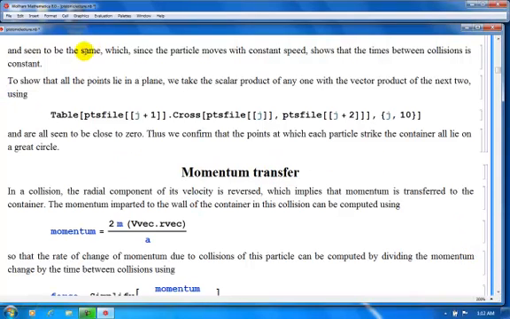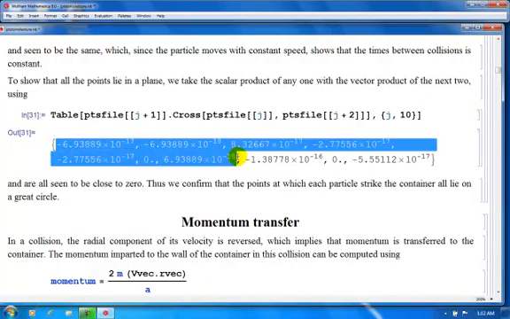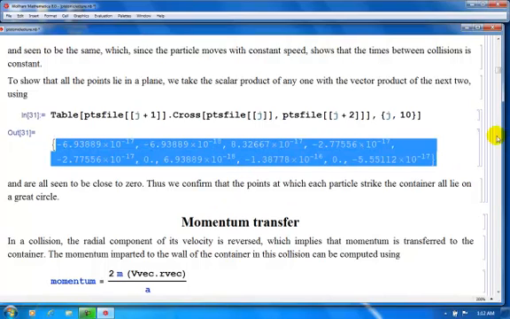And now, to show that they all lie on a plane, we do what we did before. We take the scalar product of any one with the vector product of the previous one and the next one. And you can see that they're all very small numbers. So in other words, that verifies that they're all on a plane. So all well and good. Let's carry on and complete the argument.